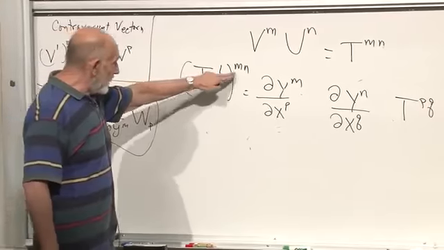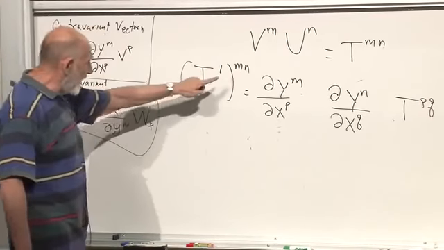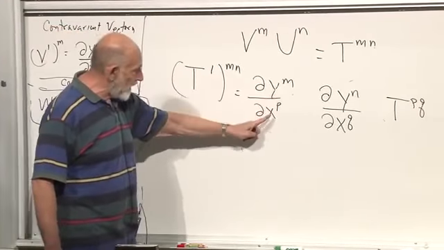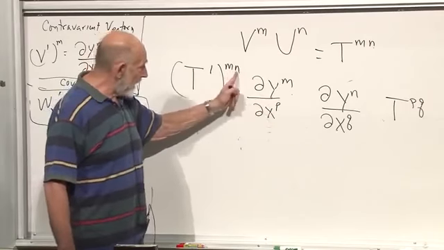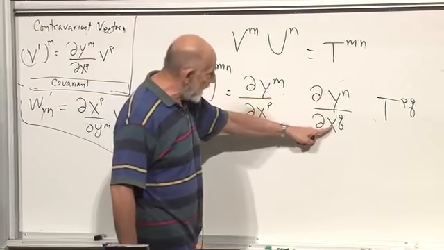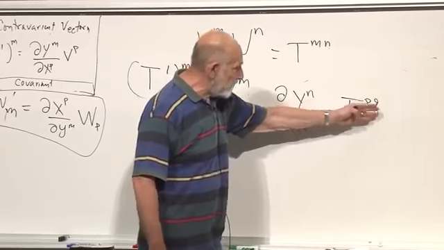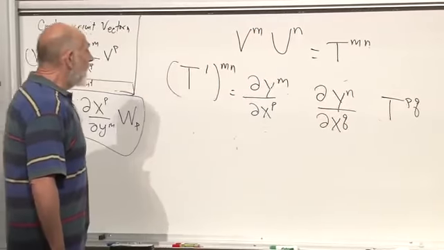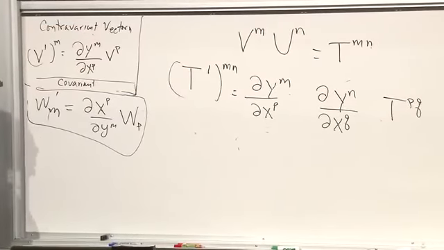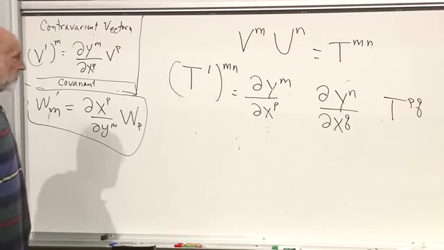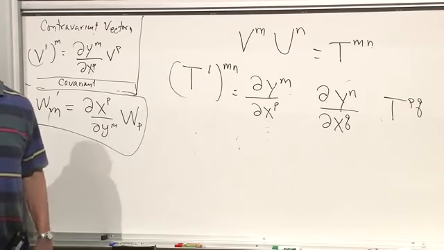For each index, there's an operation. For the M index, there's an operation, dy^M by dx^P. For the N index, there's a dy^N by dx^Q, and then you multiply it by T^{PQ}. This is a tensor with two contravariant indices.